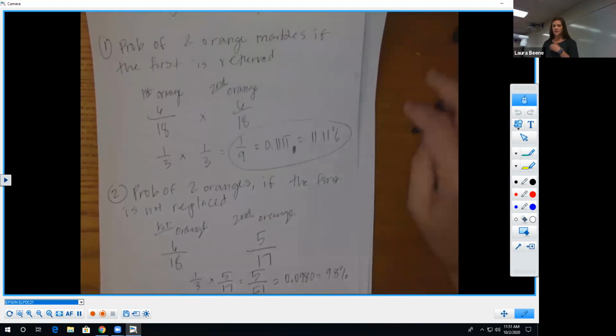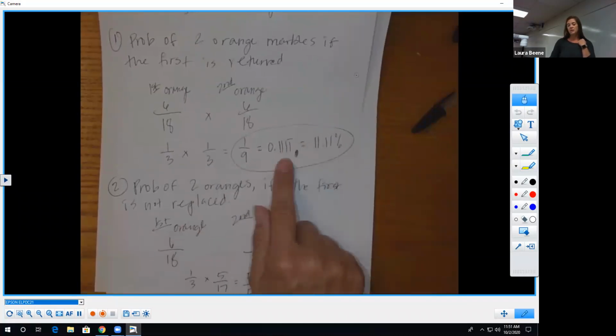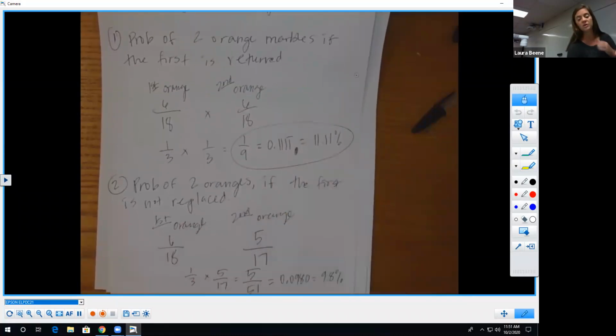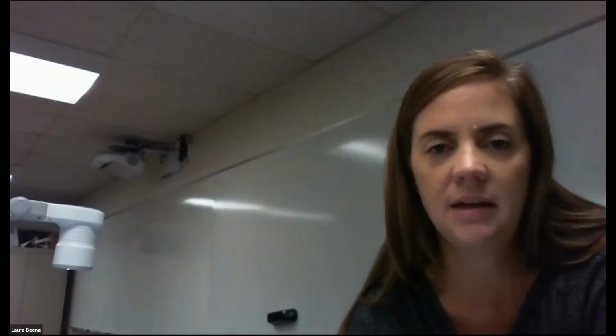Okay, so I hope that is helpful with probability. Your homework for probability should look very similar to this, these types of problems, and same thing on your test. Make sure on your homework you're doing the fraction, the decimal, and the percentage for all of your problems. And let me know if you have any questions.